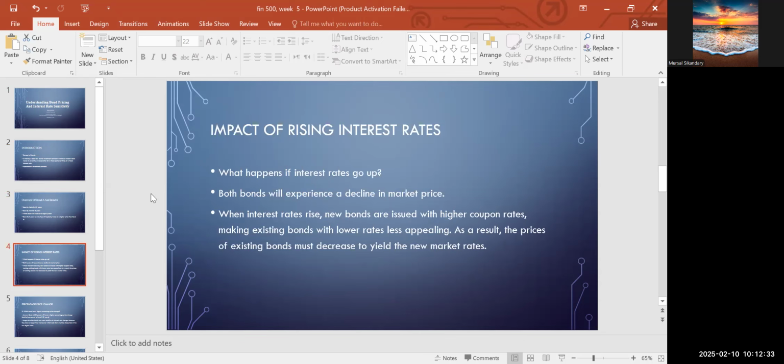Impact of rising interest rates. So what will happen if interest rates go up? Both bonds will experience a decline in the market price. When interest rates rise, new bonds are issued with a higher coupon rate, making existing bonds with a lower rate less appealing. As a result, the price of existing bonds must decrease to yield the new market rate.